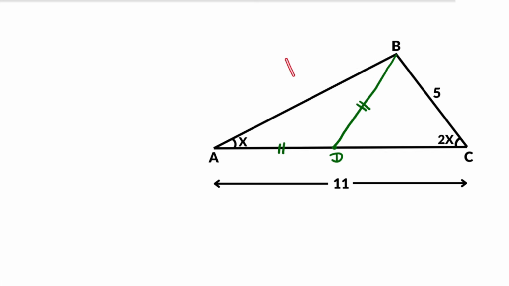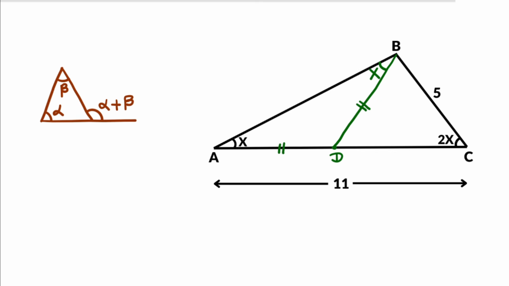Now look at the new triangle on the left, triangle ABD. Since AD equals BD, this triangle is isosceles. And whenever a triangle is isosceles, its base angles are equal. The angle at A is x, so the angle ABD must also be x.